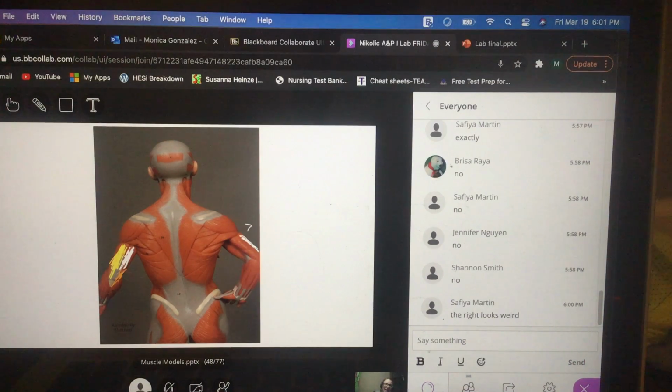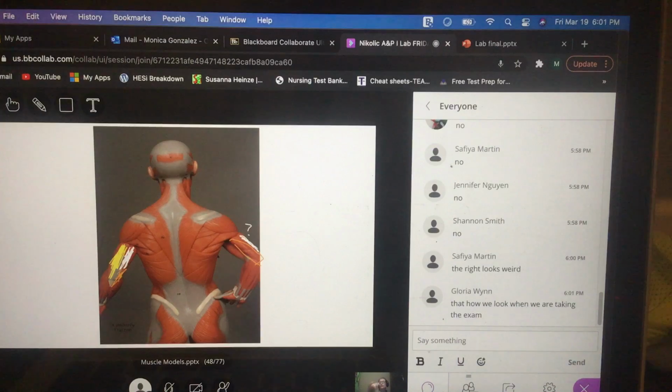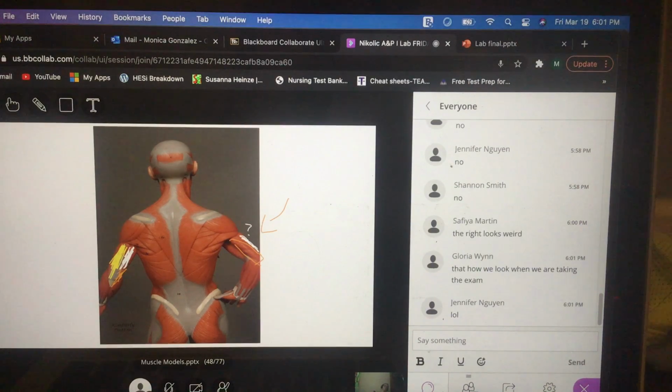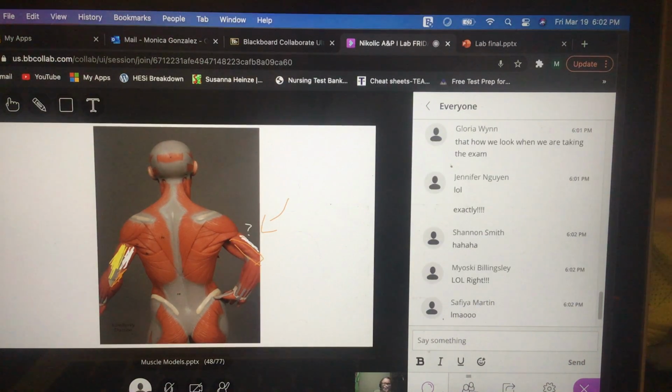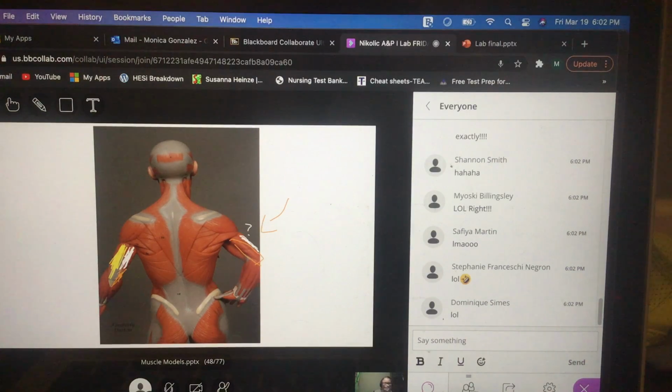This can't be the brachialis. It's too big. That's my only concern on this left side. That is how we look when we are taking it.